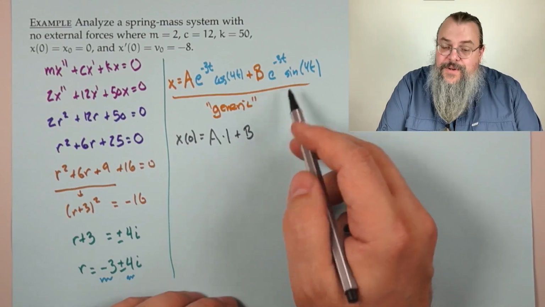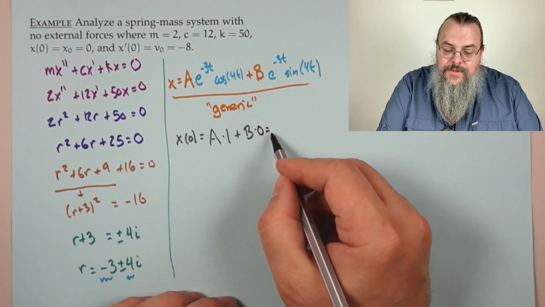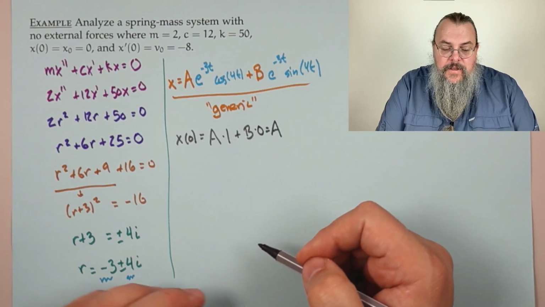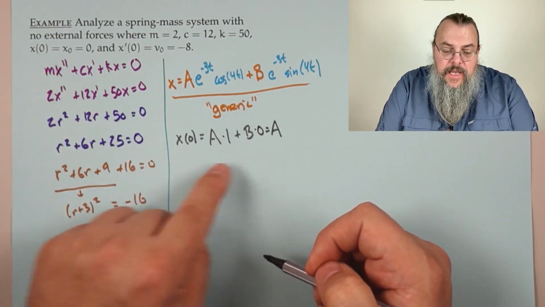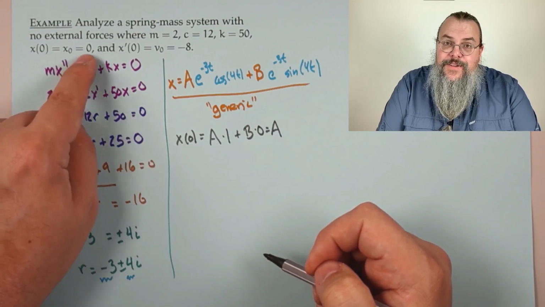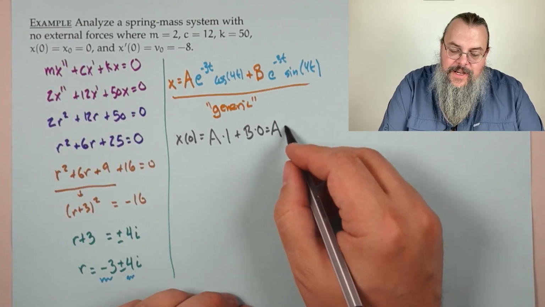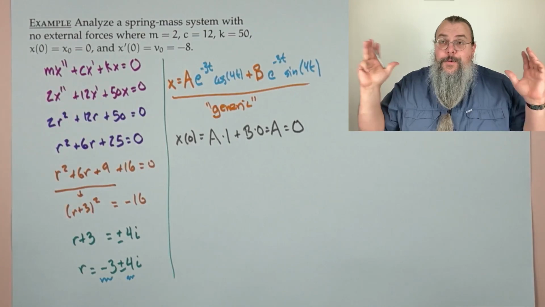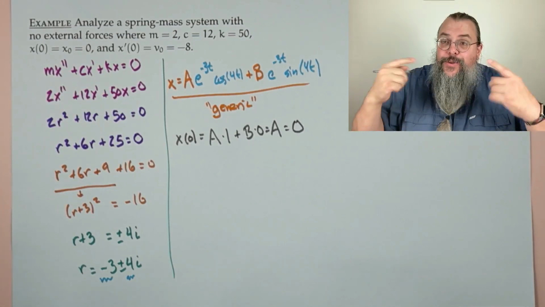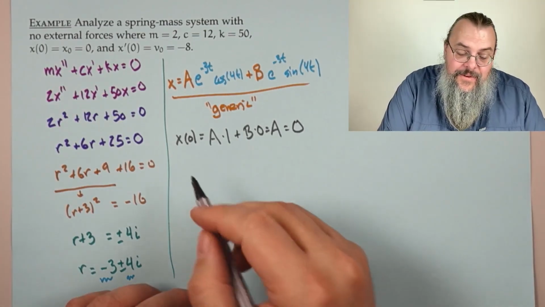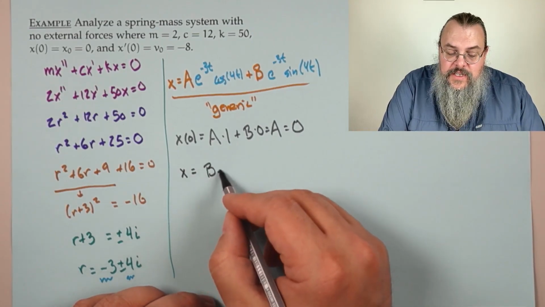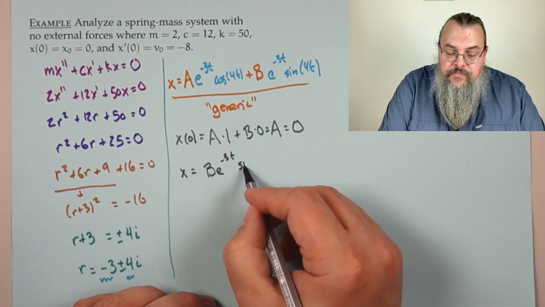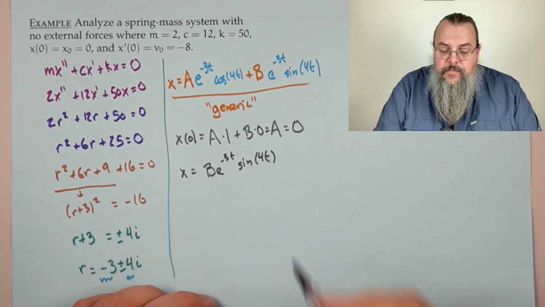So 1 times 0 is 0, which is a. So our position at time 0 is equal to a, but a is also equal to 0. So we say, aha, great. So now we can update. That tells us that our real solution looks like some constant b times e to the -3t sine of 4t.